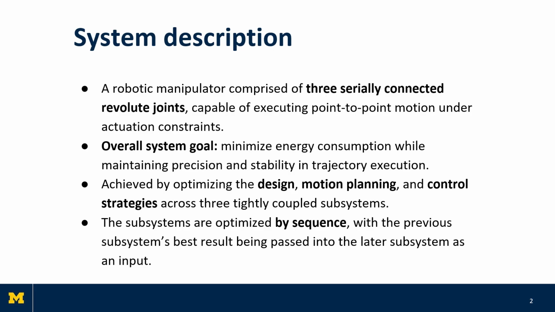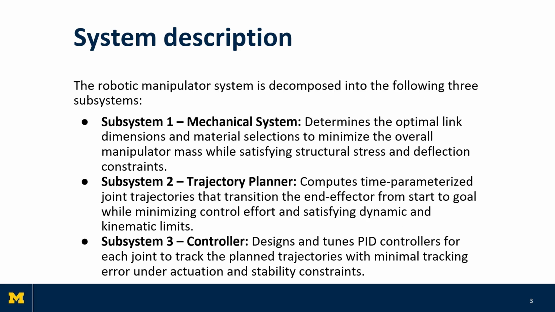Our project focuses on optimizing a robotic manipulator system with three serially connected revolute joints. The goal is to minimize energy consumption while maintaining precise and stable trajectory execution. To achieve this, we optimize design, trajectory planning, and control strategies across three tightly coupled subsystems.